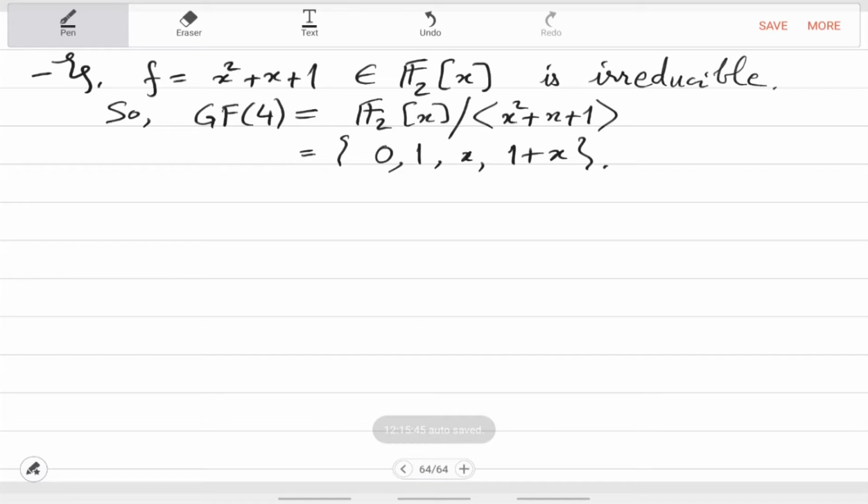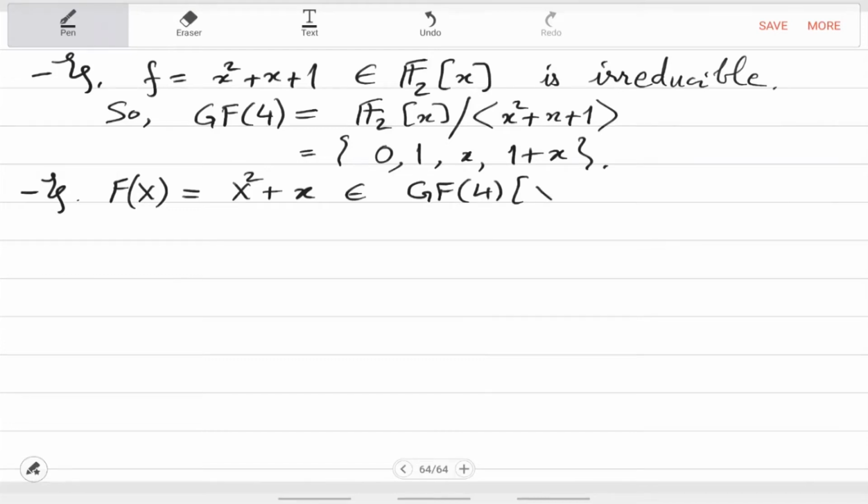So maybe I give an example also. You are given a polynomial f(x), which is say x square plus little x. So this is a polynomial over GF4 with this formal variable x. So you may be given this big F in the input.